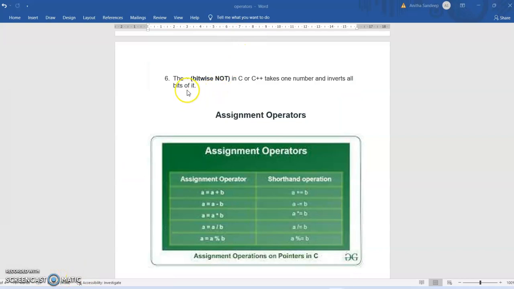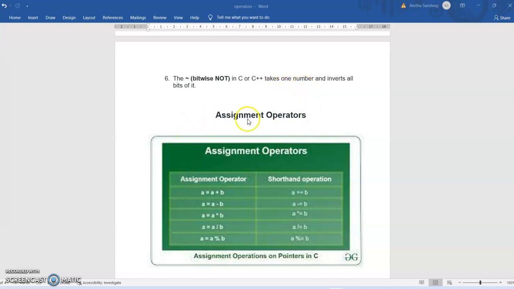Next is bitwise not. It is a tilde symbol. Here it complements the bits. That means it performs bitwise not on a single operand. It's a unary operator. It complements the bit. That means 0 will be changed to 1 and 1 will be changed to 0.